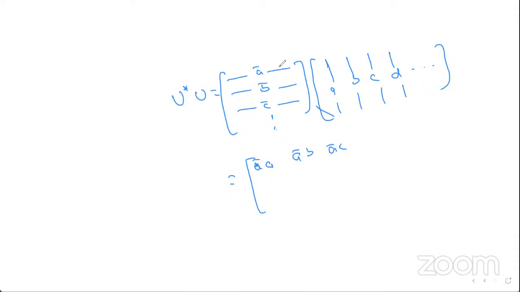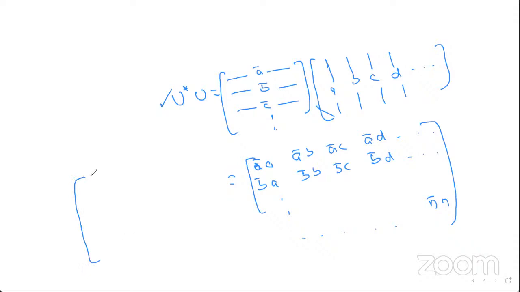So we have A conjugate D and so on. Here we have B conjugate A, then B conjugate B, then B conjugate C, B conjugate D. Similarly, we have similar vectors, and at the end it will be something like N conjugate N. And what we are trying to say is, for this to be unitary, this should be equal to I, right? What is I? I is the identity matrix, right?